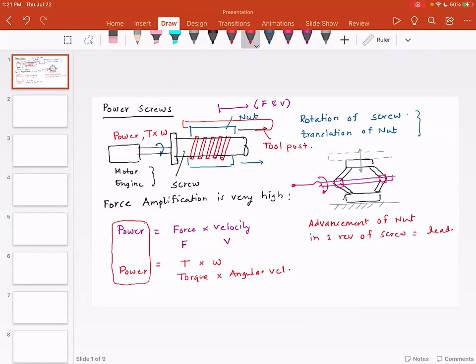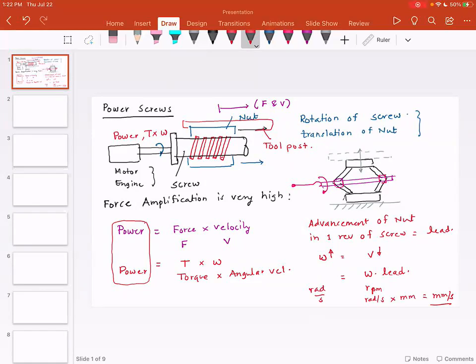What that means is, even if the angular velocity omega is large, V is going to be low, because V is omega multiplied by lead. Omega is in revolutions per second, or you can do it in radians per second. Once you multiply that by the lead in millimeters, you get millimeters per second as the velocity. And on the other side, you have radians per second.